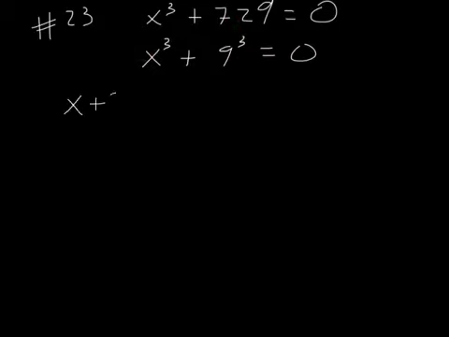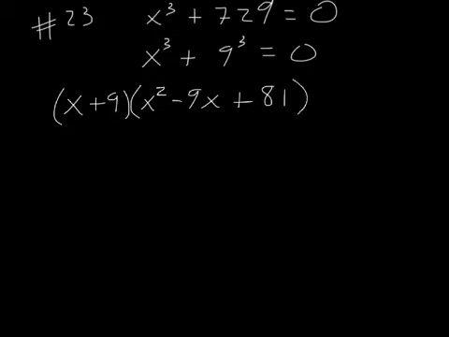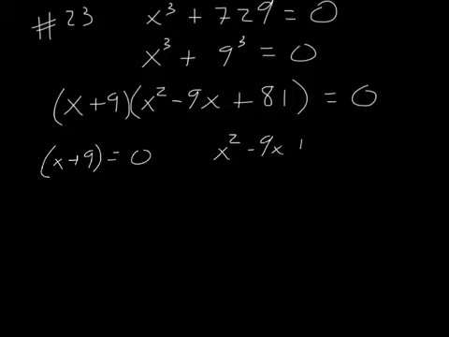You would have x plus 9, parentheses, then you would have x squared, then you do the opposite sign, so you'd have 9x, and then you'd have always positive 81, which is 9 squared. And now that equals 0. So we've expanded this. This means that x plus 9 equals 0, and that x squared minus 9x plus 81 equals 0. So you have one solution here really easily. It's just x equals negative 9.